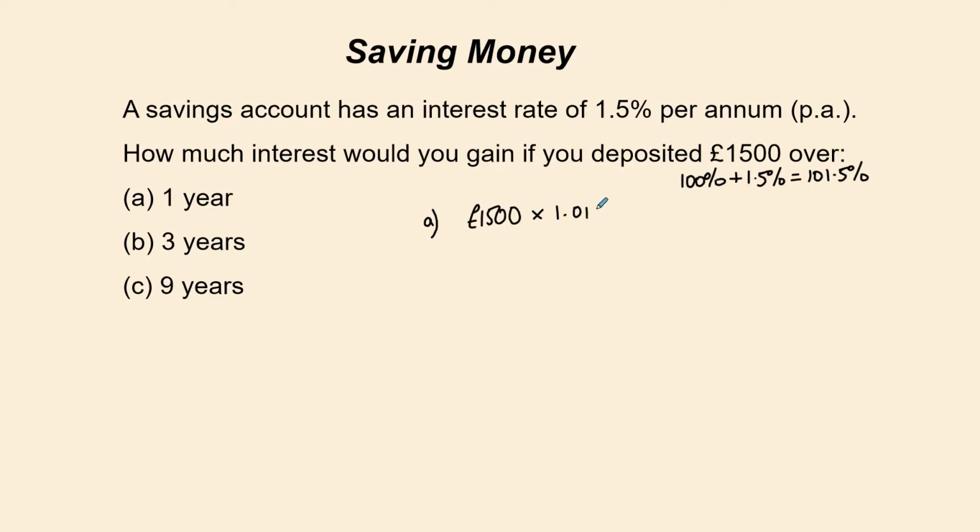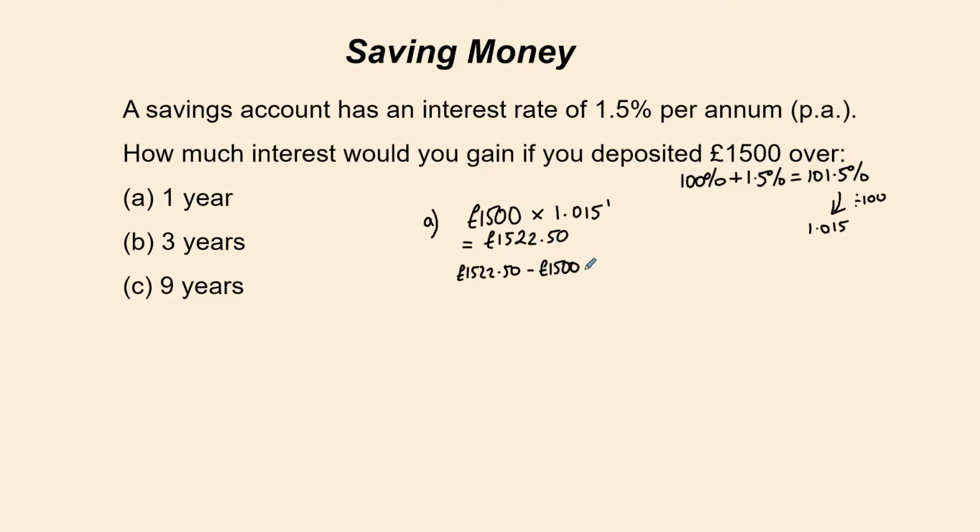Okay, so for 1 year, we're doing 1,500 times 1.015. Remember, this is a decimal percentage. We've got to change it into a decimal for this calculation, so that will be 1.015, dividing that by 100. Now it's to the power 1 because it's only for 1 year. So type that into the calculator, 1,500 times 1.015, and we get £1,522.50. Now that's the amount including the original £1,500.